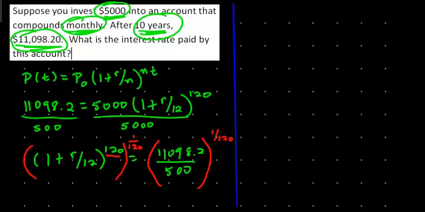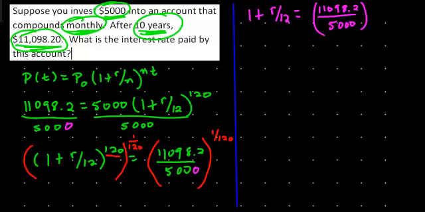Let me switch colors here. I'm getting tired of green. That's going to give me that 1 plus R over 12 equals 11098.2 divided by 5,000. Yeah, that needs to be 5,000. Raised to the 1/120th. Okay? And now, over here, we just solve for R with normal business.